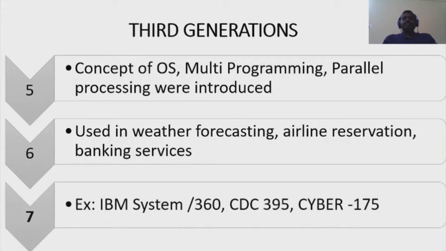Examples of the third generation systems are IBM System 360, CDC 395, and Cyber 175. These are the system examples for the third generation.